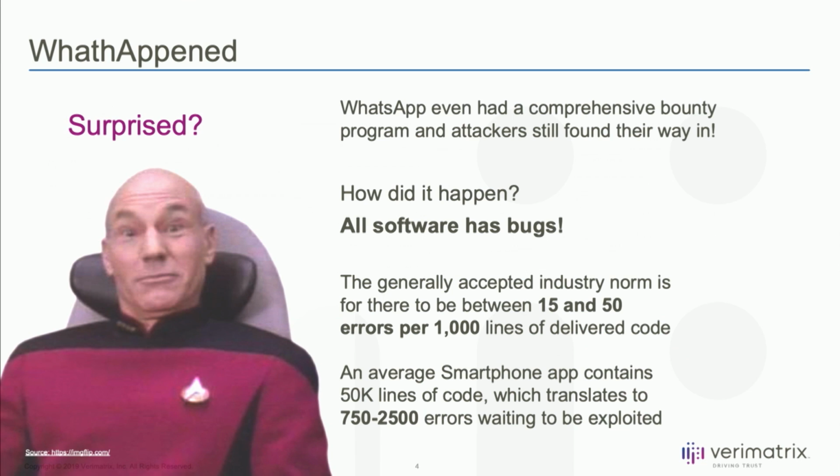Well, in effect, the attackers found a software bug. They found a buffer overflow, which let them in. And also, in reality, all software has bugs in it. There's a generally accepted industry norm that for every 1,000 lines of code you write, there will be between 15 and 50 bugs within that application. There'll be errors. Most are benign, most won't ever cause a problem. But occasionally you find a serious error which creates a security breach, a security problem.